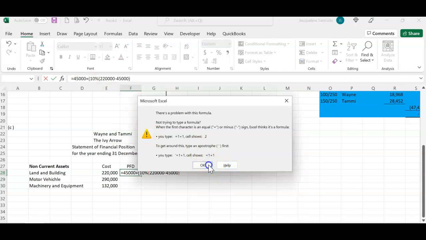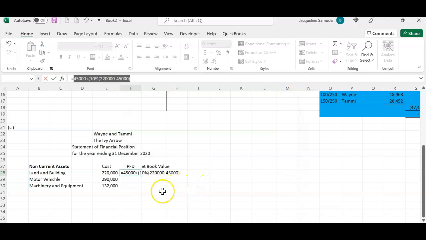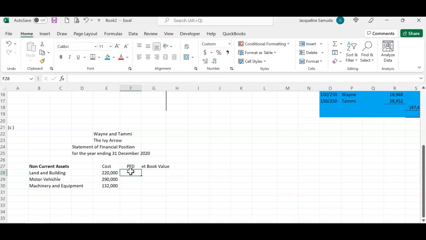I'm going to have to look for the figures. The point is that these figures that I'm putting in here are not correct because we have to add in the figures that we calculated for this year. So I'm going to have to come back and change it.